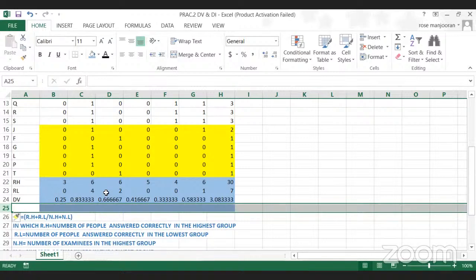So you have to do this interpretation in the Google Classroom because this is an activity. So I'm just giving you the clues for you to understand.